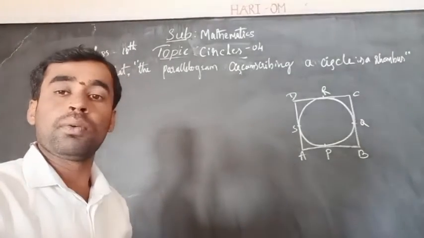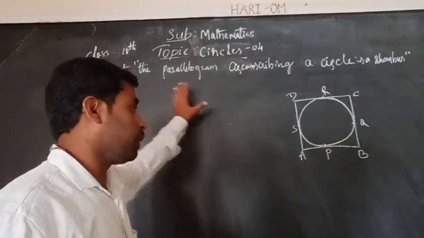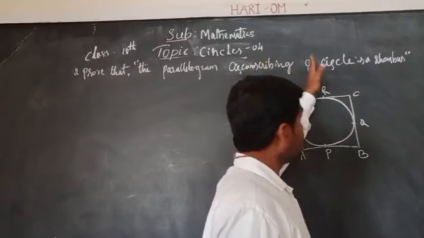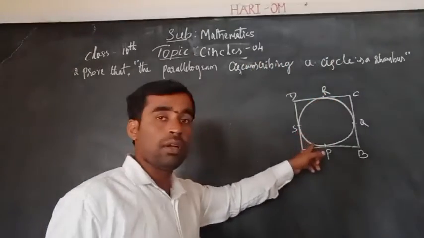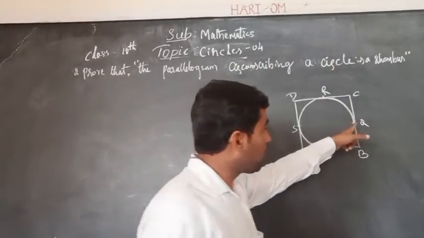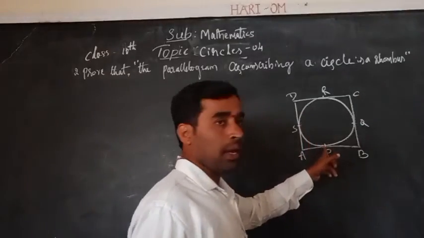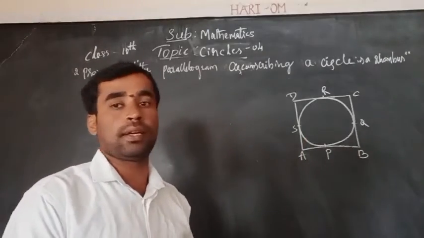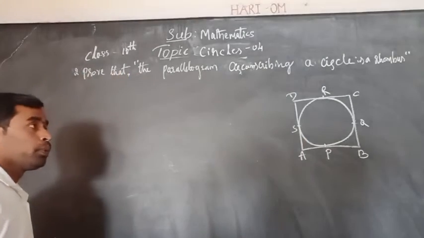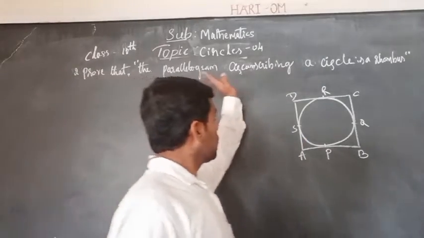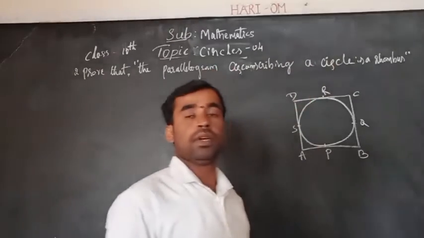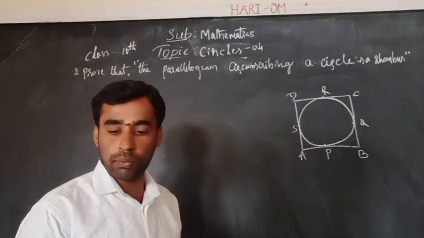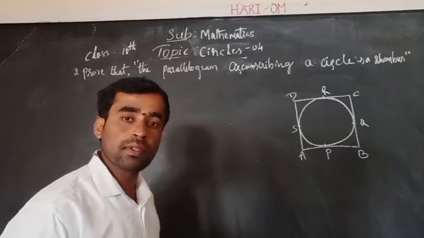So, here what are they given? A parallelogram. Here ABCD is a parallelogram circumscribing a circle. That means the circle touches all four sides of the parallelogram, hence we call it circumscribing a circle. Now we have to prove that the parallelogram circumscribing a circle is a rhombus. We know that in a rhombus all sides are equal. We have to prove that all sides are equal.